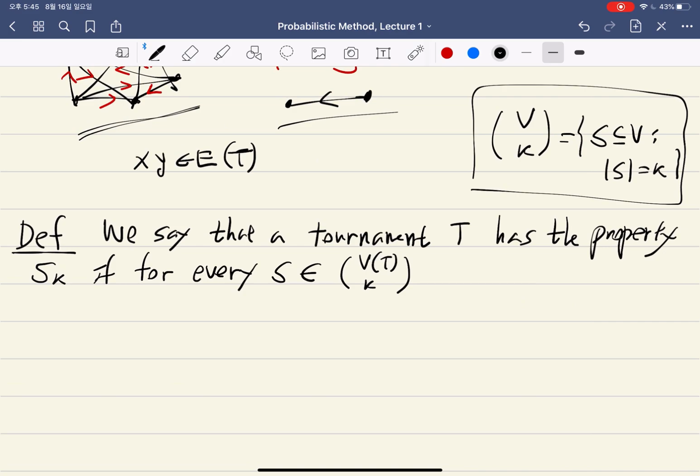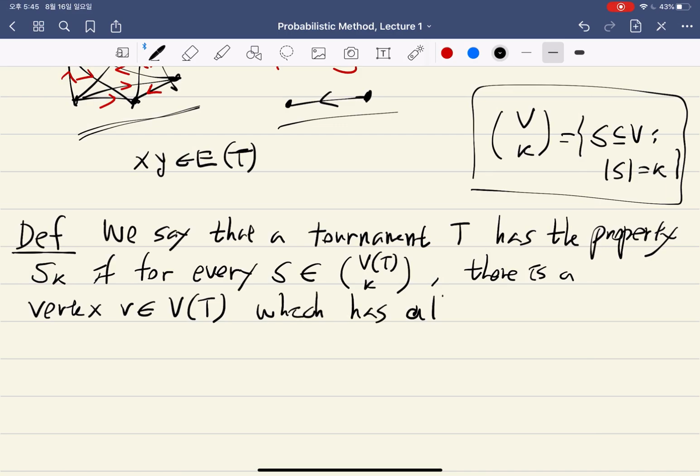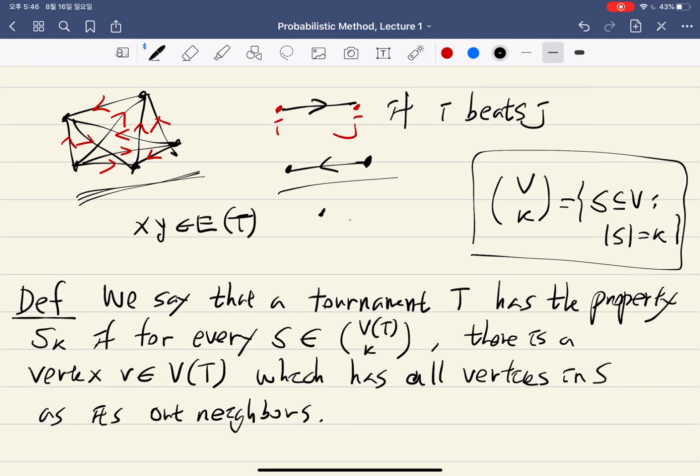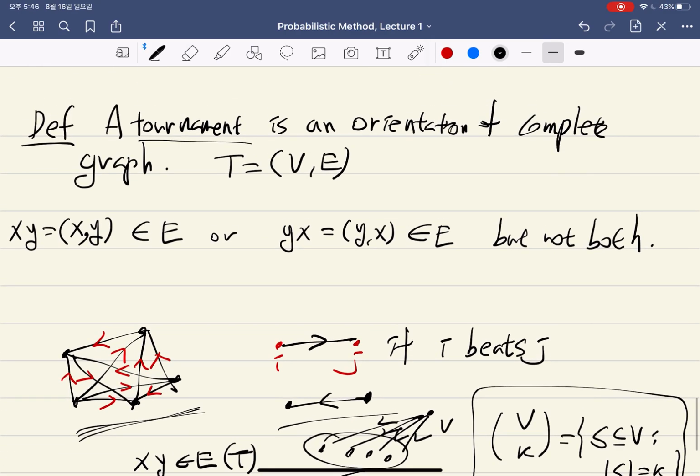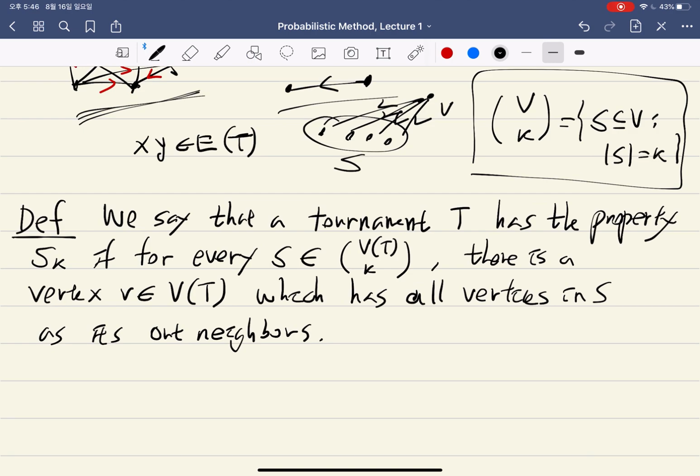For all sets of size k, there is a vertex V which has all vertices in S as its out neighbors. So in other words, in this tournament, if you have some set of players, then there exists one player which beats all of them. Then we say this tournament has a property Sk, if this holds for all sets of k players.